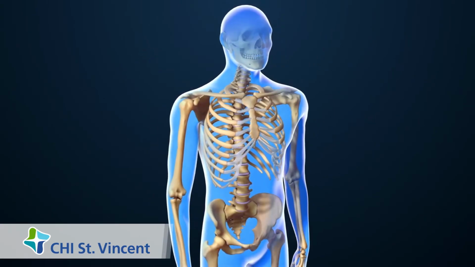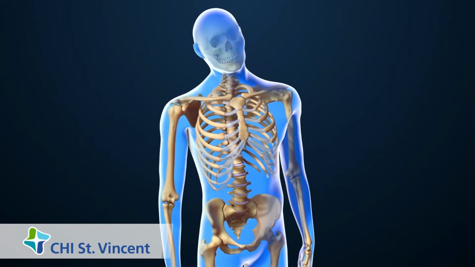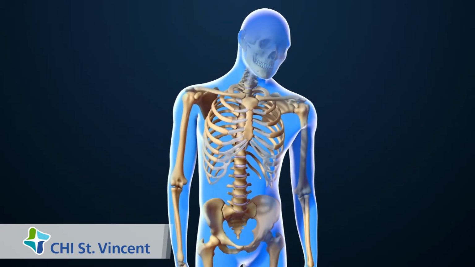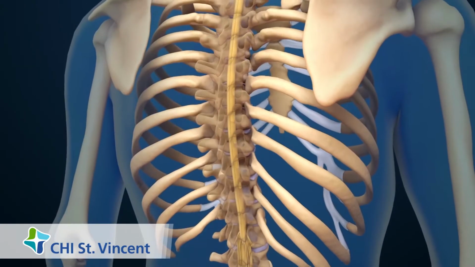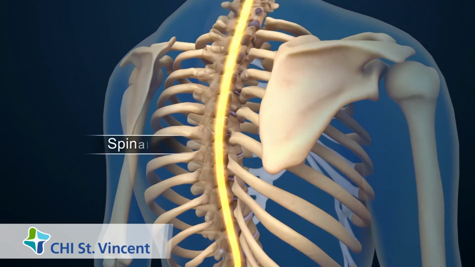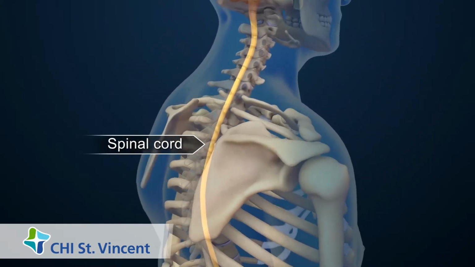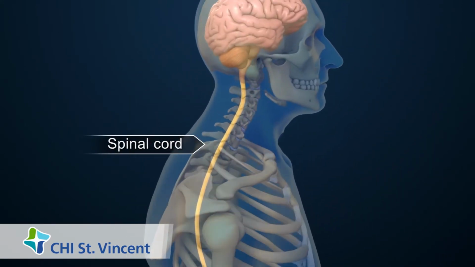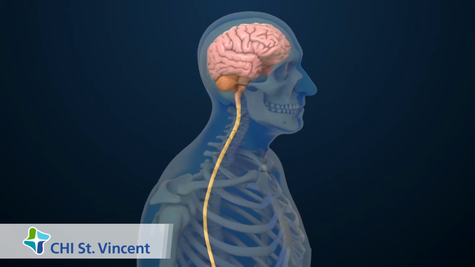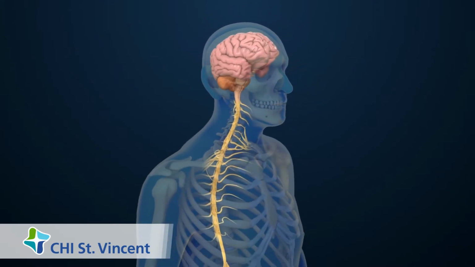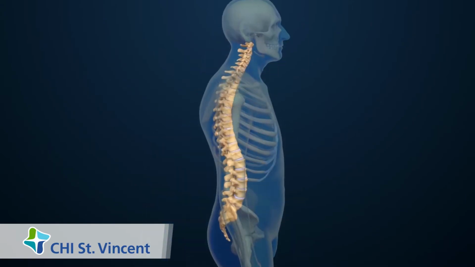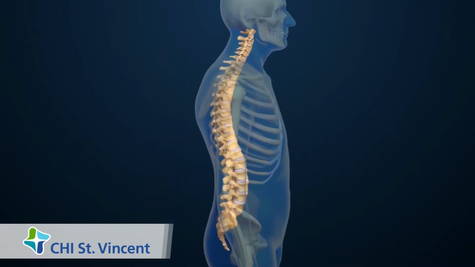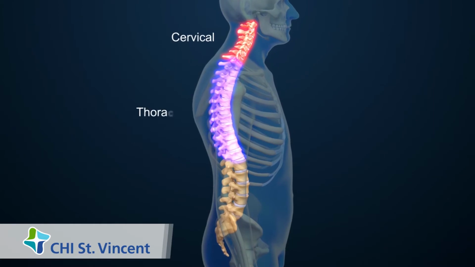The facet joints and intervertebral discs work together to permit the bending and twisting motions of the back and neck. Protected within the vertebral column is the spinal cord, which connects the brain to the rest of the body. Spinal nerves emanate from the spinal cord at regular intervals. The main sections of the spine are the cervical, thoracic, and lumbar regions.